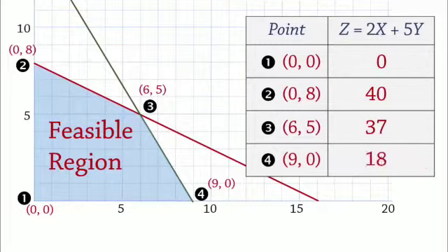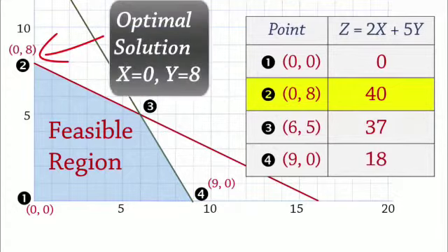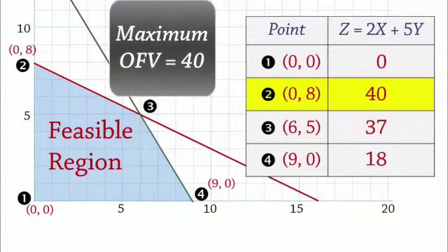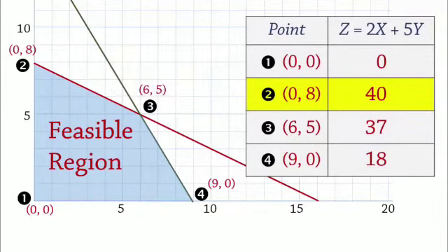So here we have it. Point 2 provides the highest value of the objective function. So the optimal solution occurs at point 2, and it is x equals 0 and y equals 8. And the corresponding objective function value is 40. And that concludes the solution to this LP problem.